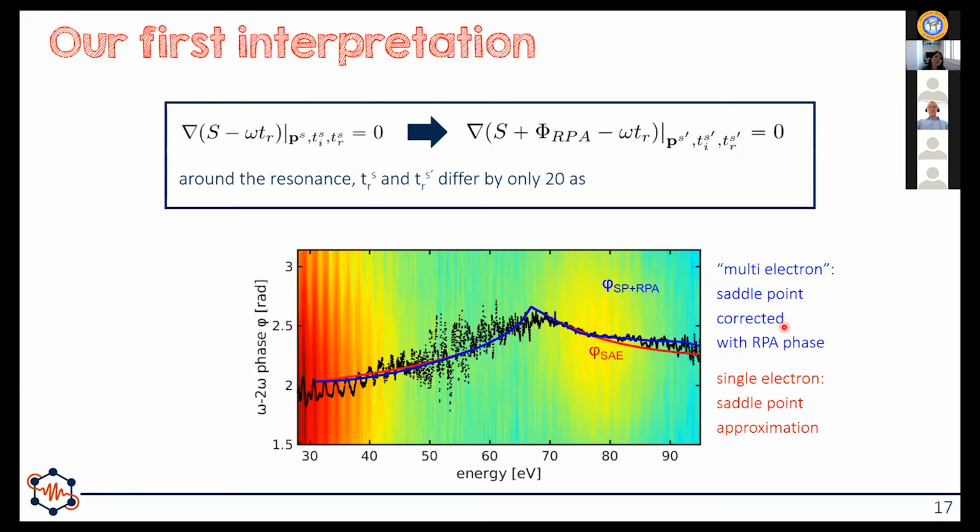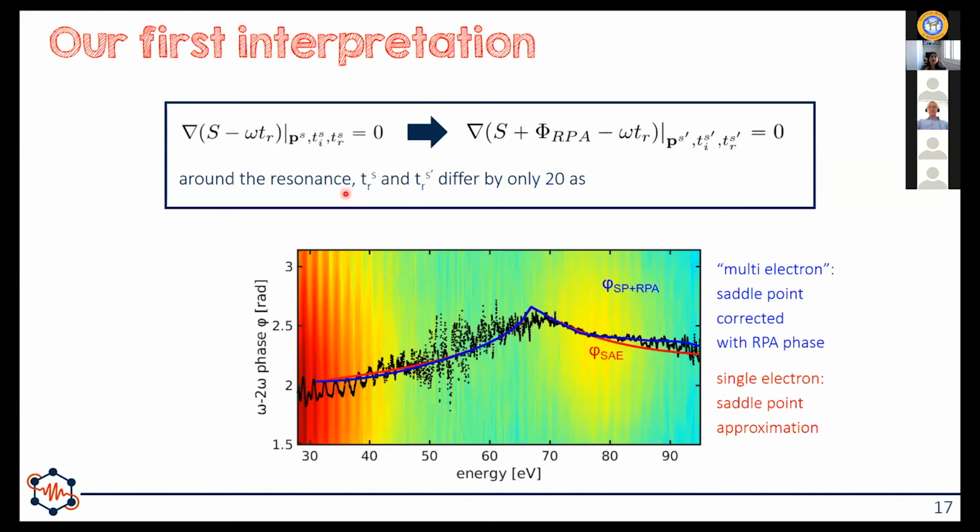Well, we adapted the perturbative approach proposed by Dror Shafir in the group of Nirit Dudovich in 2012, which does not consider the phase associated with the propagation along the perpendicular direction, along the second harmonic field direction. And then we also use a complex dipole calculated with the random phase approximation instead of the hydrogen-like dipoles for the saddle point calculation. So we changed our saddle point equations to this one. And then what happened is that around the resonance, you get a new recombination time that differs by only 20 attoseconds with respect to the original one.